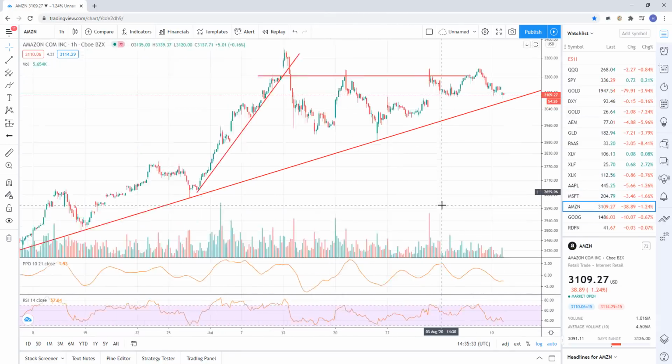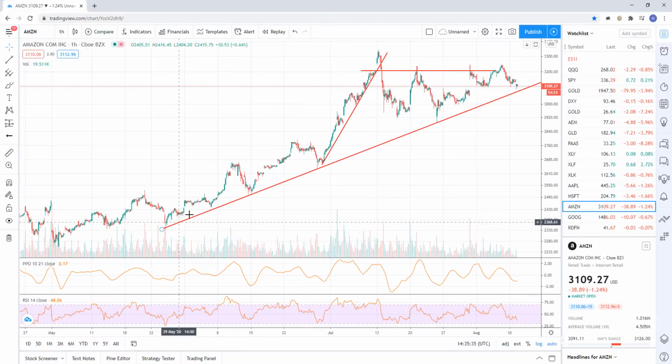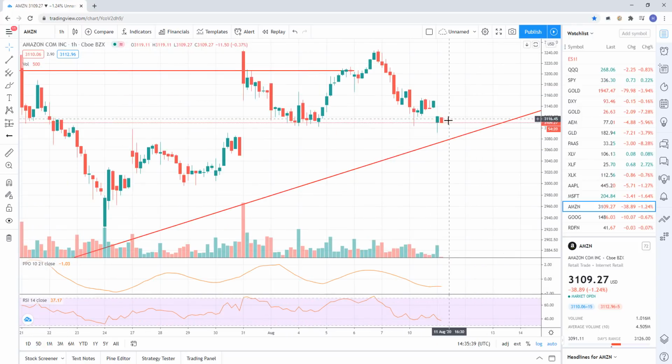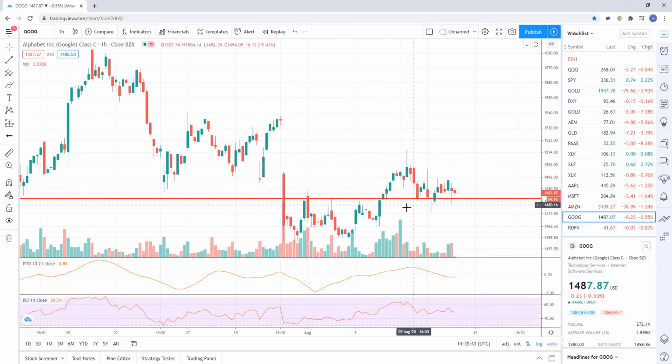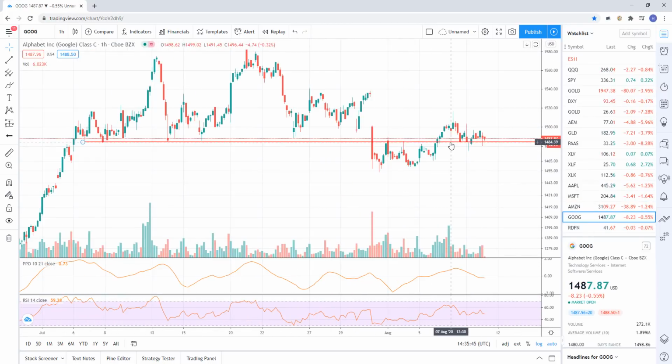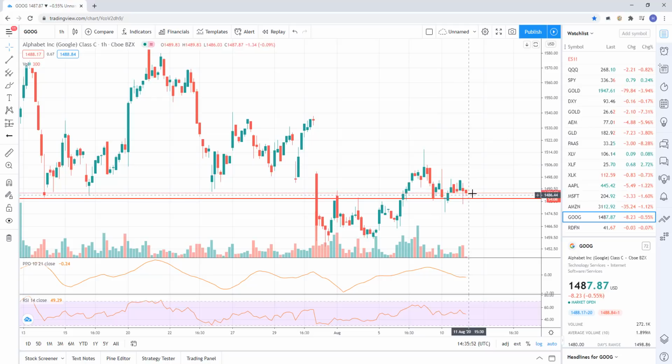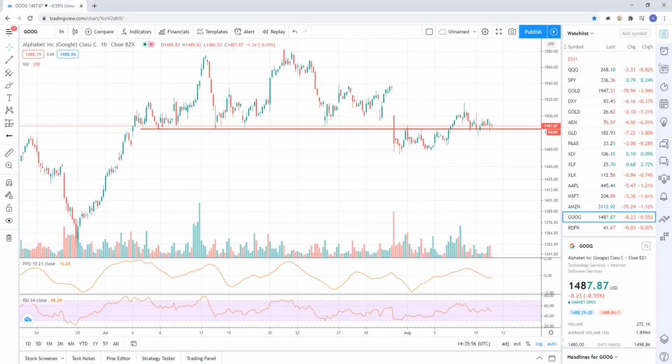Amazon, here's the support line in Amazon on the hourly chart. We've been walking up that. We're still above support, have not broken down. That's all there is there. Google, same thing. You've got some support right here at about 1484.50, and we're just kind of trading sideways. Have not broken down, so nothing to really go through on that one.